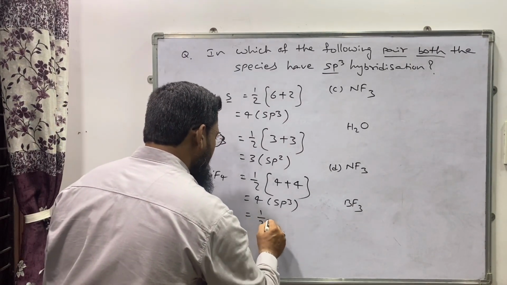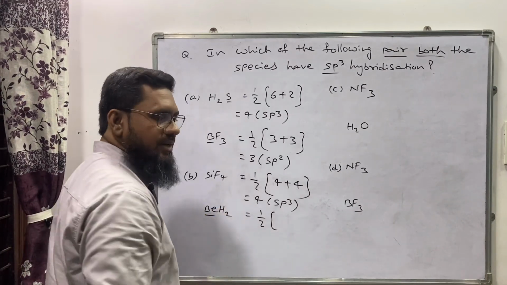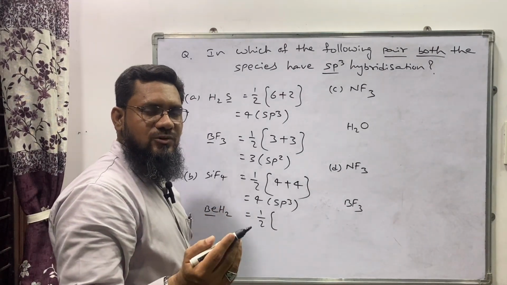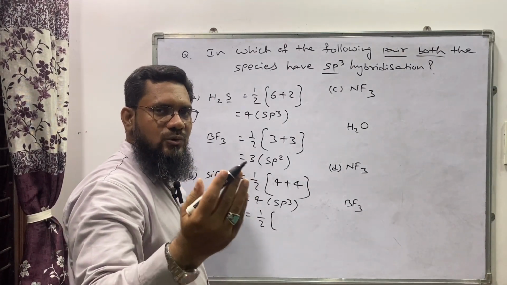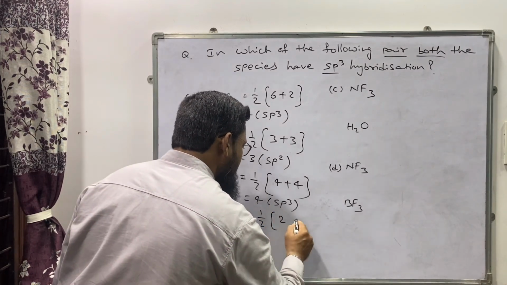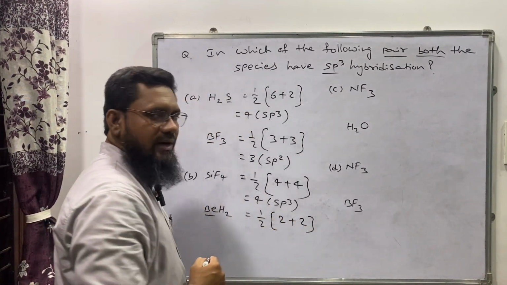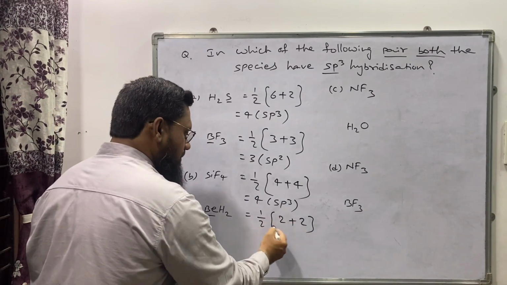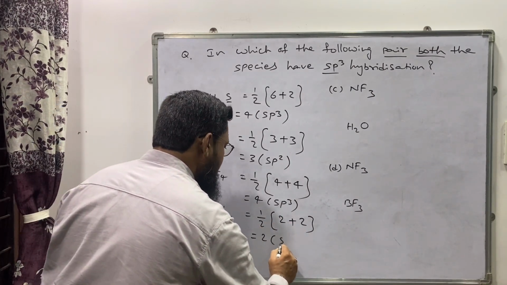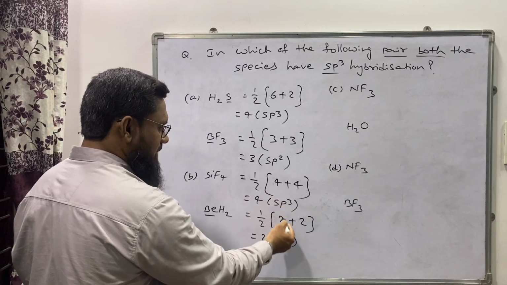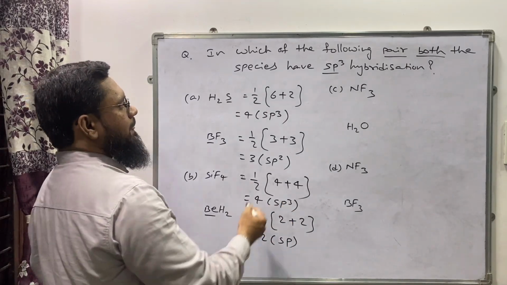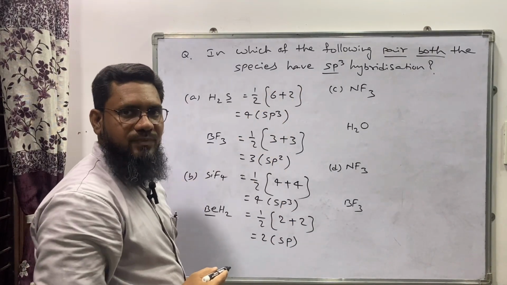So it is half of V plus X. Beryllium is having how many valence electrons? Beryllium means 1s2, 2s2. It is having just 2 valence electrons. So V plus X, 2 monovalent atoms. 2 plus 2, 4. 4 by 2 means 2. So 2 means it is sp hybridization. sp3, sp. Both are different. We need to identify the pair with sp3.